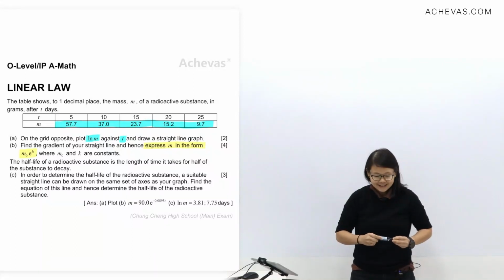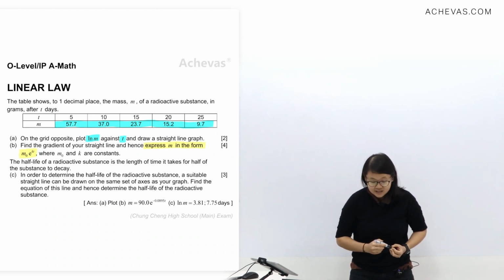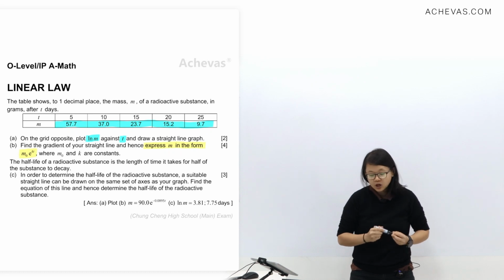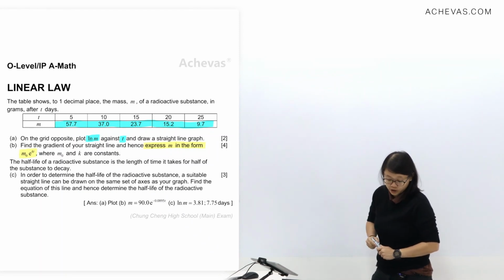Now let's take a look at a linear log question from Chung. The table shows to one decimal place the mass m of a radioactive substance in grams after t days. On the grid opposite, plot ln m against t and draw a straight line graph. Now we have the question asking us to plot ln m.